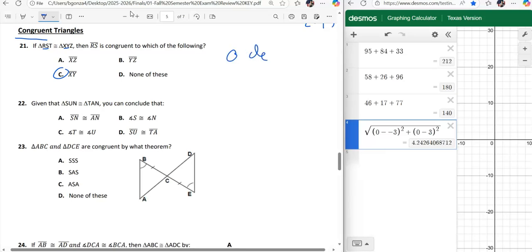I've been saying this over and over, and the next day, and the next day, and the next day.